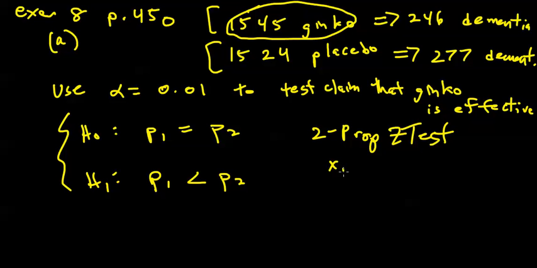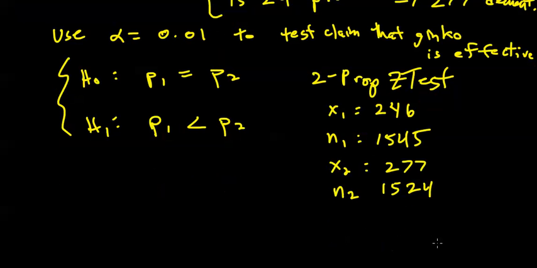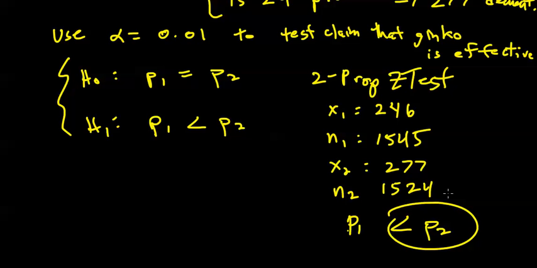I want to plug in x1. Well, that was from the treatment group. We had 246 dementia victims among 1545 subjects given the ginkgo. Our control group x2, we had 277 dementia victims among 1524 subjects. The type of test, well, we want to test the claim that P1 is less than P2, so it's going to be a left-tailed test.